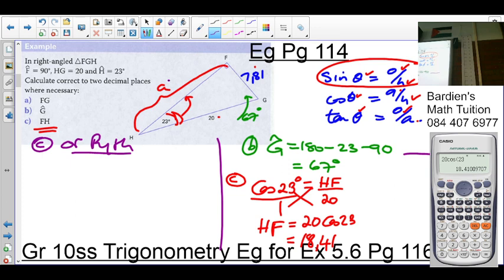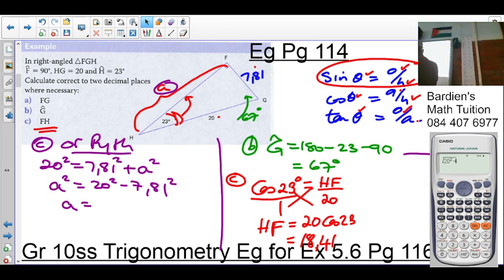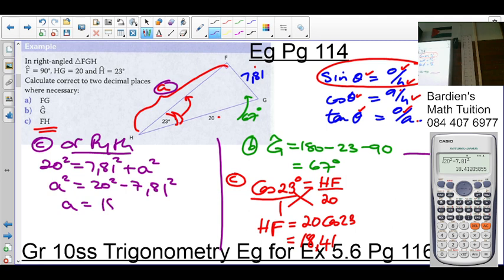Remember that was the unknown, the hypotenuse squared, which is 20 squared, is equal to 7,81 squared plus your adjacent side squared. So adjacent side squared is equal to 20 squared minus 7,81 squared, and then I take the square root thereof. So it's going to be the square root of 20 squared minus 7,81 squared. That gives you 18,41. Can you see the same answer as you had there? 18,41.